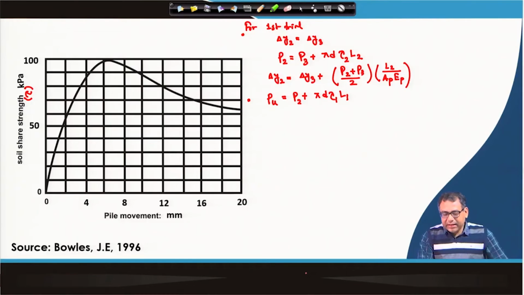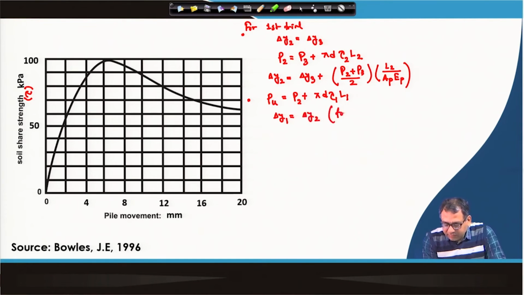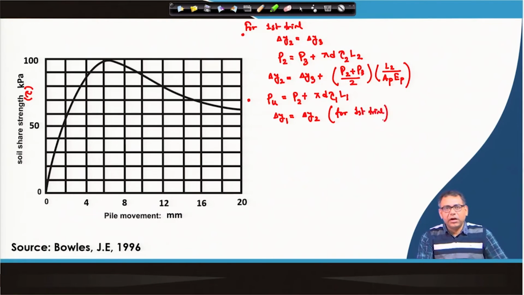Okay. And then again we will continue, we will consider that del y 1 is equal to del y 2 for the first trial, and then we will continue the same thing here also. Okay. So, and then based on that we will calculate the del y 1.